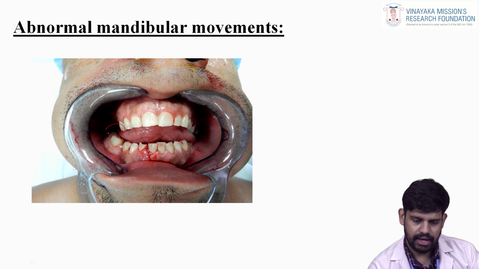Here you can see the posterior gagging and anterior open bite. And here you can see a mucosal tear, so we can suspect a parasymphysis fracture in this area.